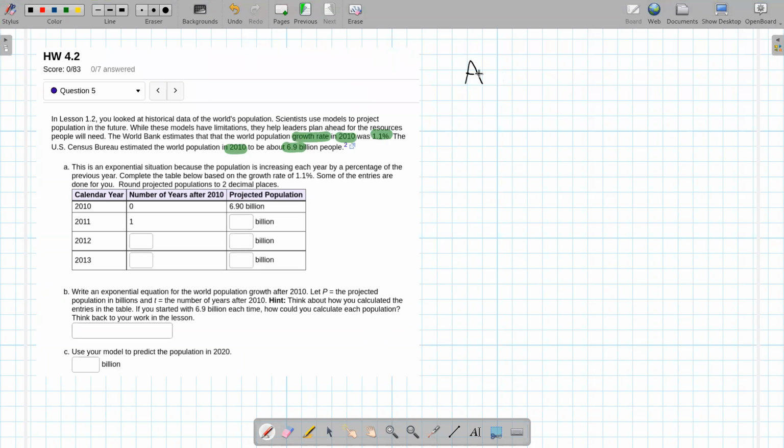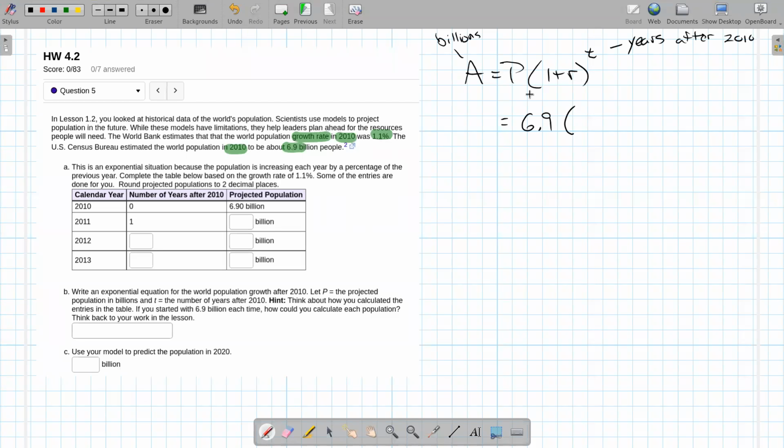So the new amount is going to be the starting amount times 1 plus r to the power t. In this case, our time is years after 2010. Our starting amount, and so A is going to be in billions, so I don't have to write all those zeros out. So starting with 6.9 billion, we're just going to enter 6.9 and assume all answers are in billions.